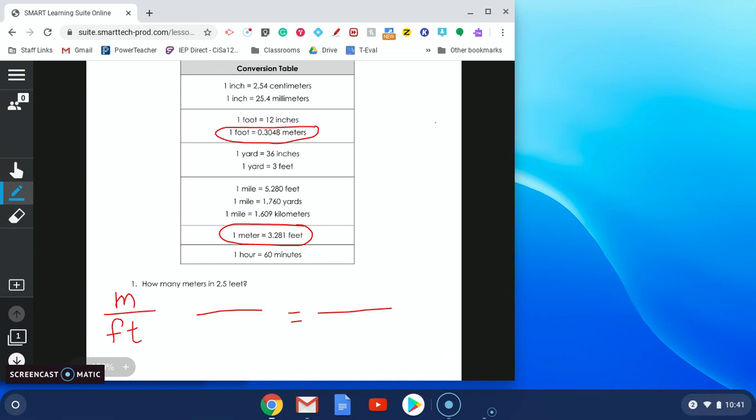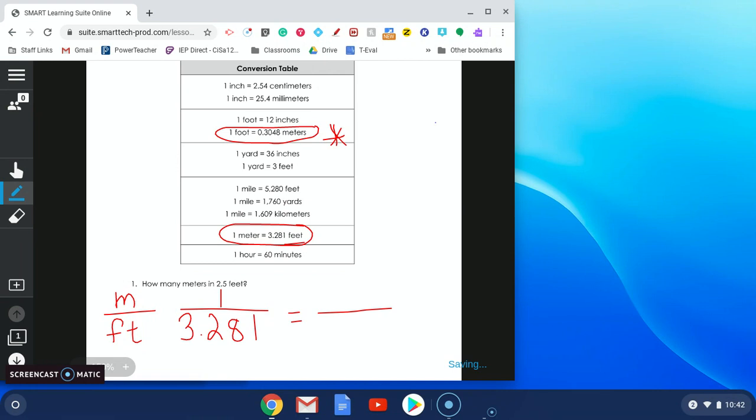Okay, so if I were going to use this one, 1 foot equals 0.3048 meters, then I just have to make sure that I put the numbers in the right spot in the proportion. So if this is 1 foot, I have to make sure my one's on the bottom where the feet are, and I have to make sure that 0.3048 is on the top where the meters are, okay? But if I choose to use the other conversion rate, which is 1 meter equals 3.281 feet, then I have to just make sure that my 1 now, if this is 1 meter, my 1 has to be on the top, and 3.281 would be on the bottom because that's feet.